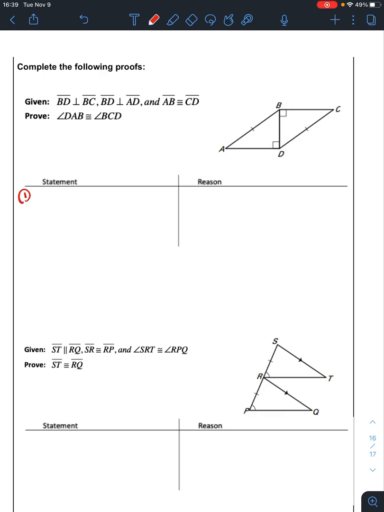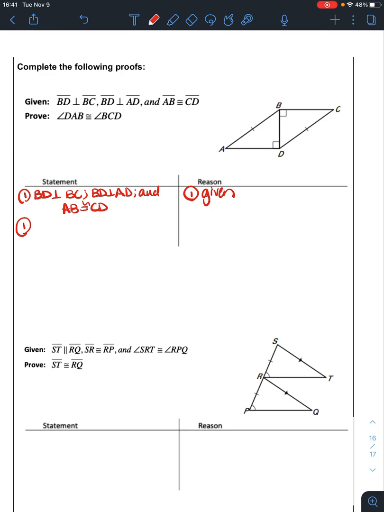BD is perpendicular to BC. You know that right angles are going to come out of that. BD is perpendicular to BC. BD is perpendicular to AD. And AB is congruent to CD. So that is all given. So we make sure everything is marked up.